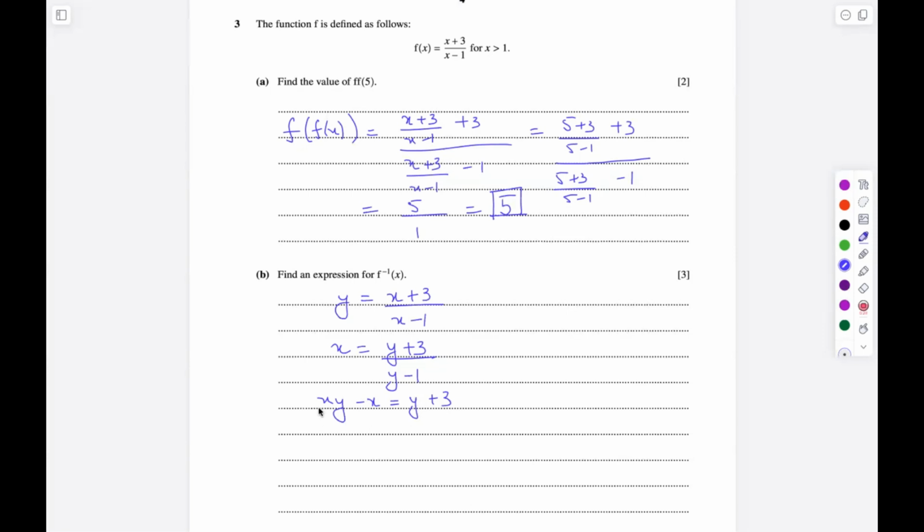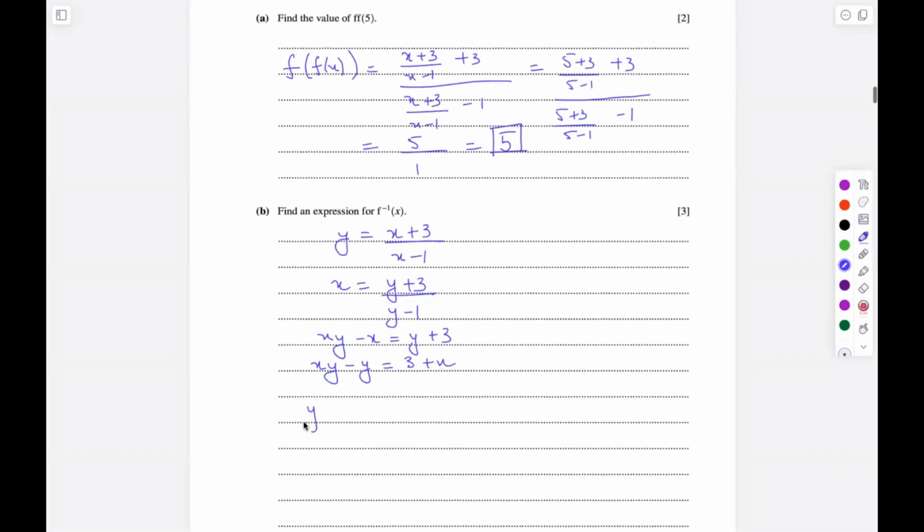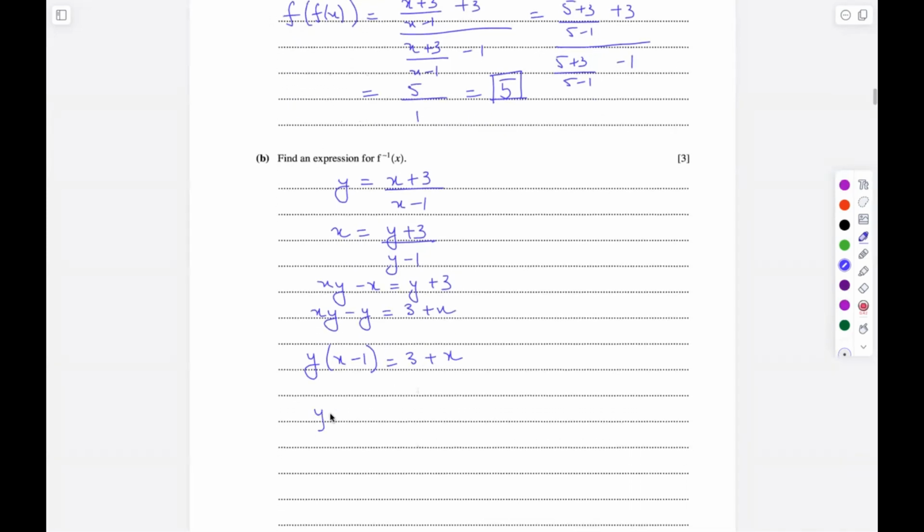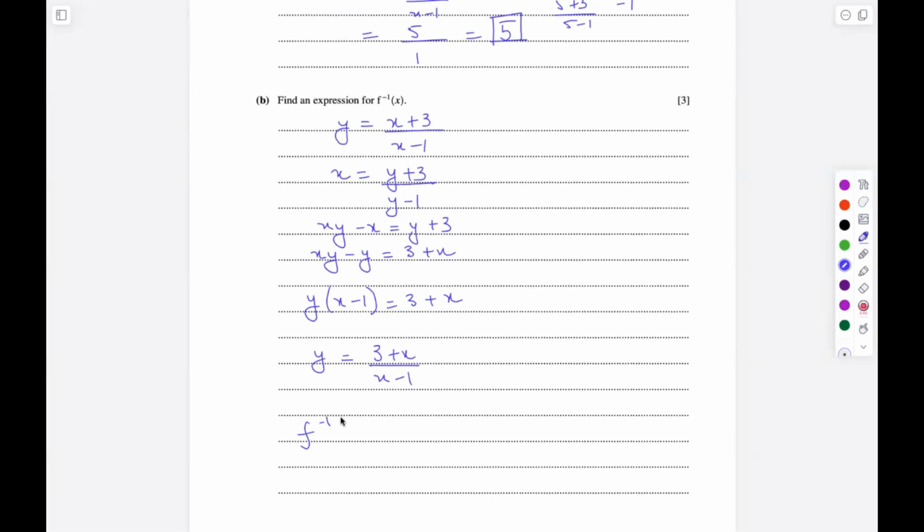Now to make y the subject, we'll bring the y on the left hand side. So this will be xy minus y equals 3 plus x. Taking y common, we'll get y bracket x minus 1 is equal to 3 plus x. So the final answer will be y equals 3 plus x upon x minus 1. We can write this as f inverse of x is equal to x plus 3 upon x minus 1, which is basically the original expression for f of x.